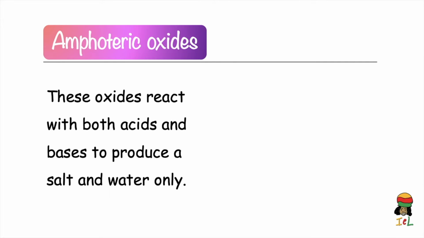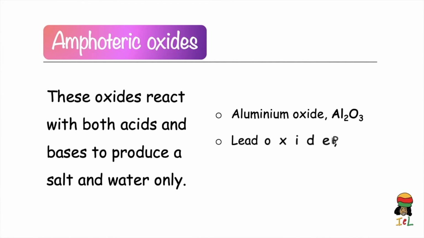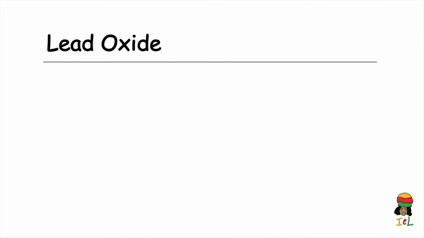The third group of oxides are the amphoteric oxides, and these are a few metal oxides that have both acidic and basic properties. So they react with acids and bases to produce salt and water as their only products. Examples of amphoteric oxides include aluminium oxide Al2O3, lead oxide PbO, and zinc oxide ZnO. We will use lead oxide in our example to show the properties of amphoteric oxides.